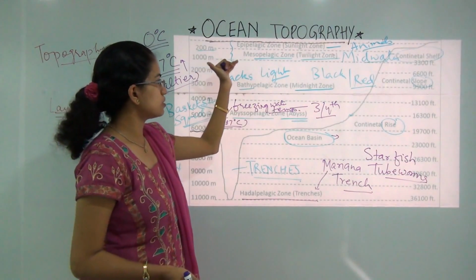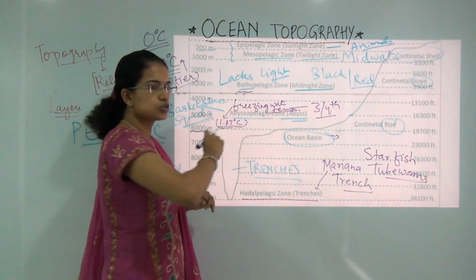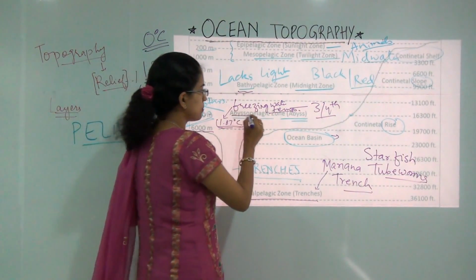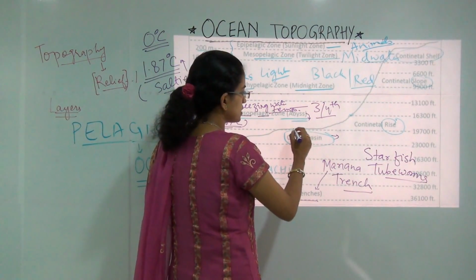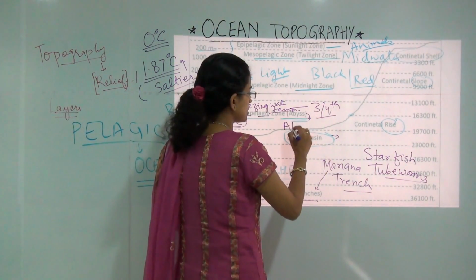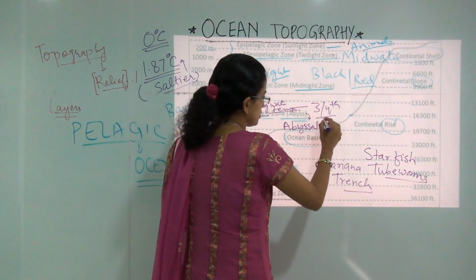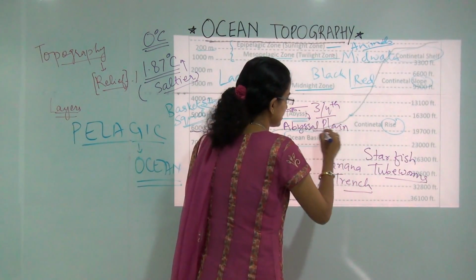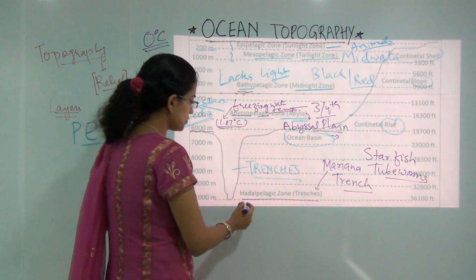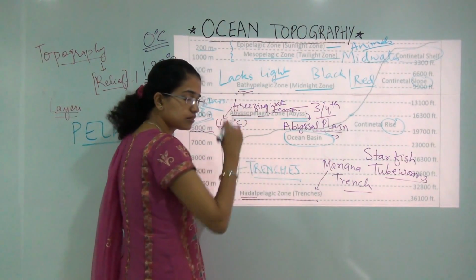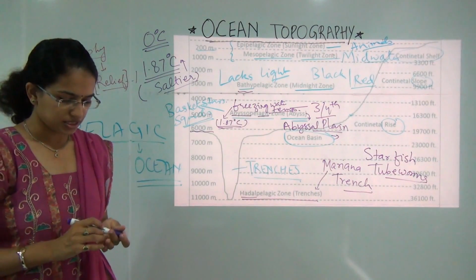Below it you have the mesopelagic. Bathy is towards the base. Abyssopelagic is similar to the name abyss, so you have the ocean basin, which is also known as the abyssal plains. So you can correlate it easily. This region would be found in the ocean basin. And finally you have the hadopelagic region, which is the deepest region.